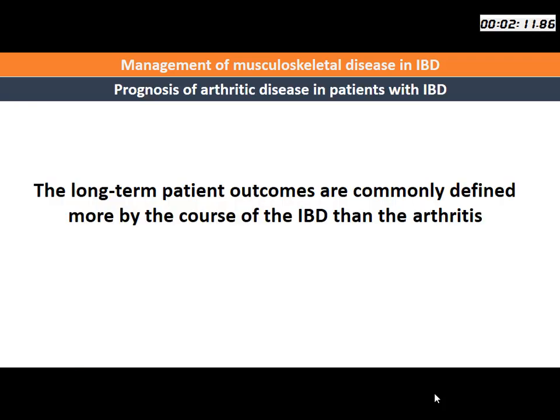The prognosis, the long-term outcome of patients is commonly defined and dictated by the IBD, by the GI component. Our arthritis is not that aggressive and not that debilitating in patients with IBD. So the final say is always for the GI involvement.